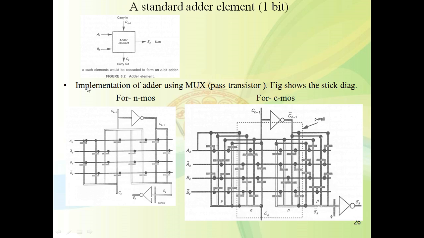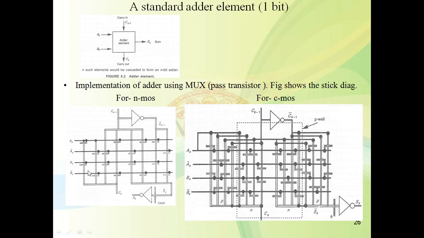Okay, now implementation of adder using mux or pass transistor. We can make an adder by using simple NMOS pass transistors. In case of NMOS technology, or in case of CMOS technology, we will use two transistors, p-type transistor as well as n-type transistor. So the stick diagram for this NMOS transistor is shown here.